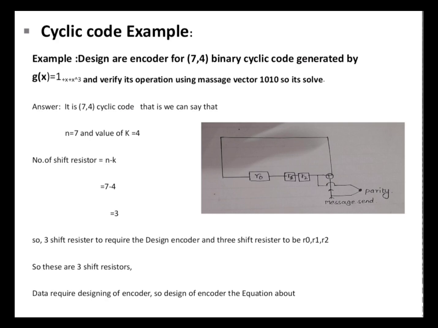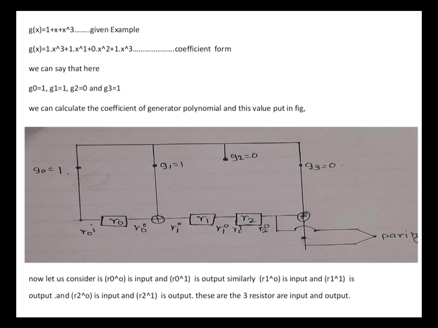So the number of shift registers is equal to n minus k, where n is 7 and k is 4. So 7 minus 4 is equal to 3. So 3 shift registers are required to design the encoder, and the 3 shift registers are R0, R1 and R2. So these 3 shift registers are required, and we design the encoder in this diagram. The diagram has the parity XOR gate, and R1, R2 and R0 are connected in one diagram.